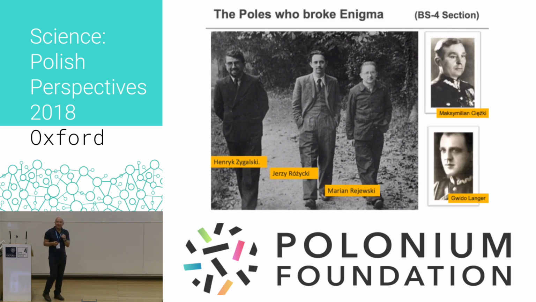it's not only Alan Turing who contributed to breaking Enigma, but in fact, the most remarkable team here, led by Marian Rejewski and including Jerzy Różycki and Henryk Zygalski, who were from the University of Poznań, and the two guys who maybe didn't participate directly in the whole thing, Maksymilian Ciężki and Gwido Langer. Langer was the head of the Polish Cipher Bureau at the time. And Ciężki was the head of what was called the BS4 section, so that was the German section.